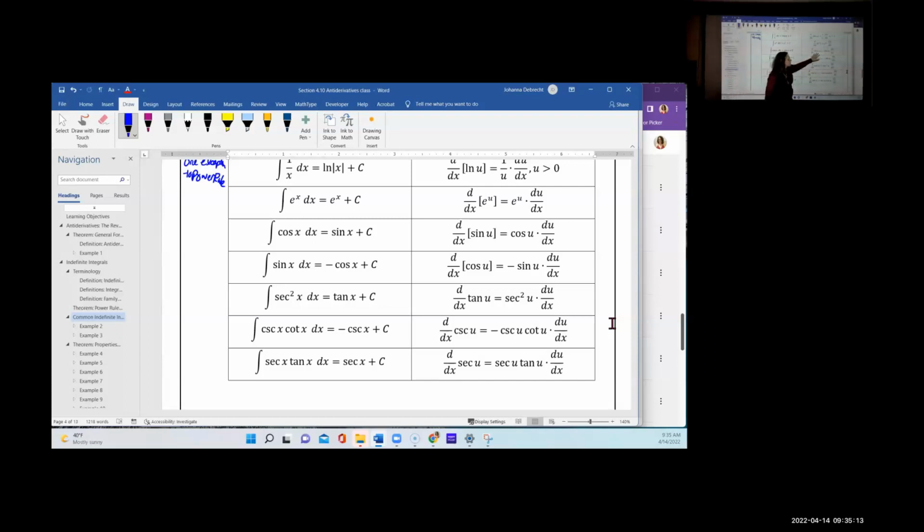But if the derivative of sine is cosine, then if I undo the derivative on cosine, I should get back sine. So the integral of cosine of x dx is sine of x because the derivative of sine gives me cosine. So if you take the derivative of the result, you should get the integrand. The integral of sine of x dx is negative cosine of x because the derivative of negative cosine is positive sine.